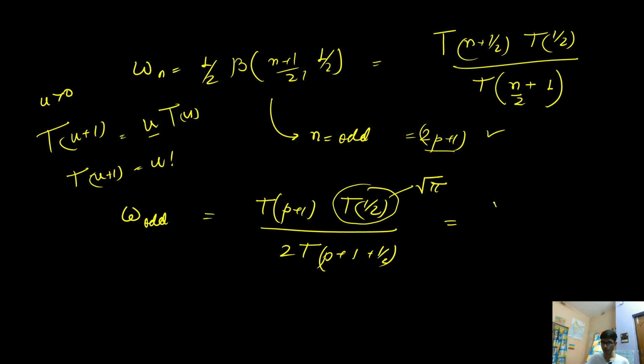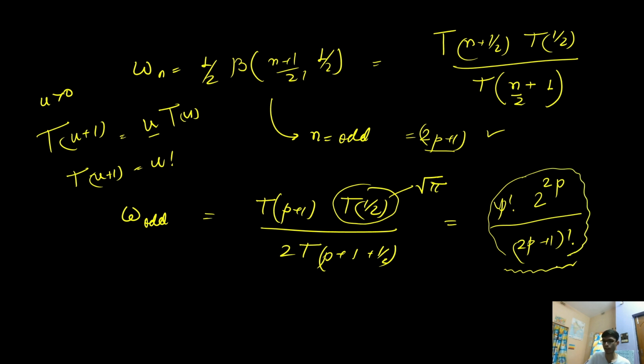Okay, now if you solve this, it will come out as p factorial into 2 to the power 2p divided by 2p plus 1 factorial. Now I have solved this particular thing, and if you expand this particular relation again, then you will get back to the particular relation that I talked about in the form of a product.